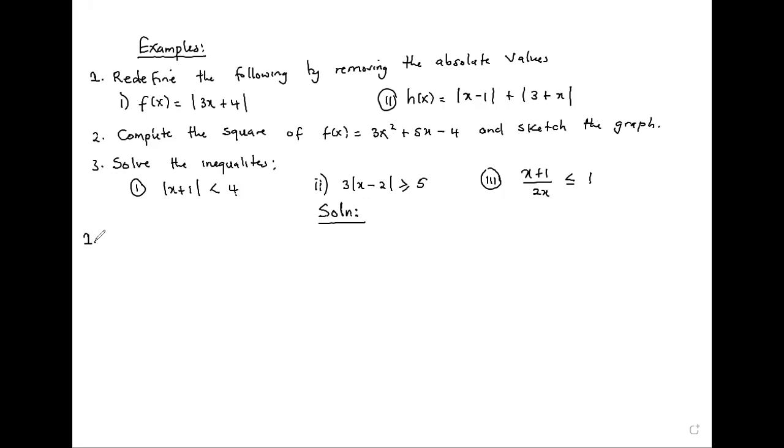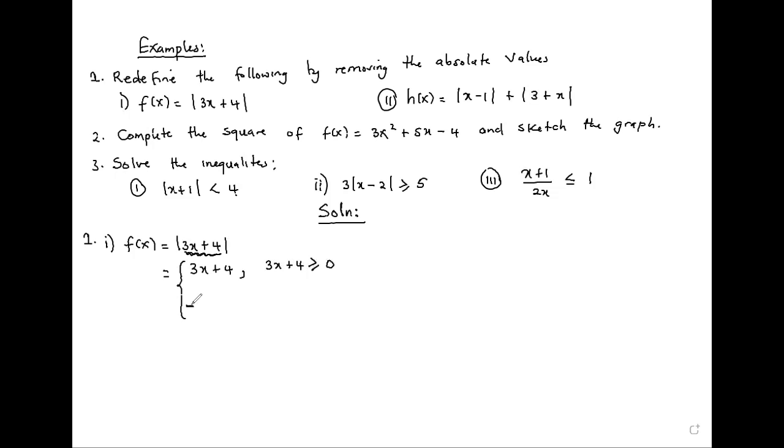Question 1, part 1. F of x is equal to 3x plus 4. To redefine, you pick this as it is inside here. You write it first, comma, the same way it is inside here. You write it again here and put greater or equal to 0.